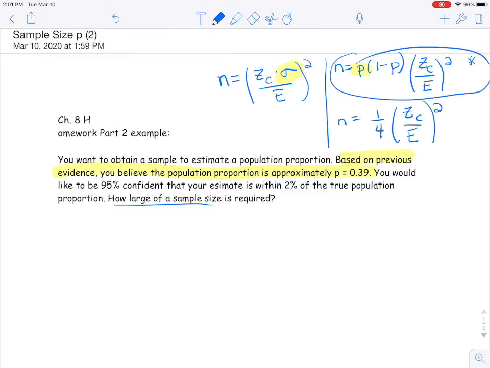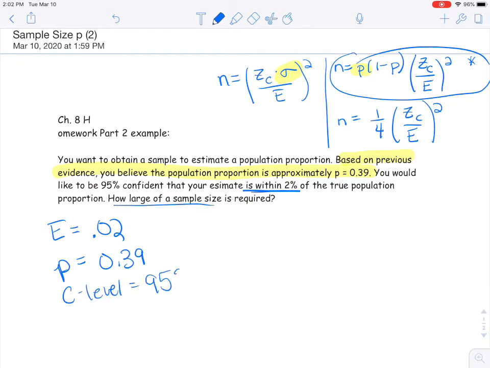You would like to be 95% confident that your estimate is within 2% of the true population proportion. How large a sample size is required? So remember, anytime we see the word within, that is giving us our margin of error. So I'm going to write it as a decimal, 0.02. Okay? So then our p is equal to 0.39, and our confidence level is 95%.